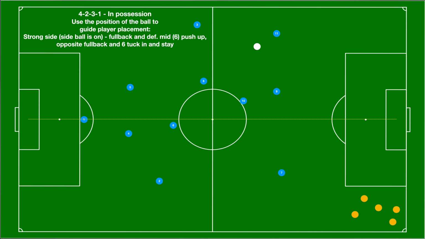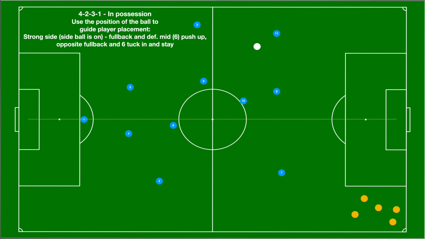One of the defining features of the 4-2-3-1 is that the position of the ball defines the rotation of 4 key players. In this example, the ball is on the left side of the pitch. Because of that, the 3, the fullback on the strong side, or the side where the ball is, pushes up, and the 2, the fullback on the weak side, drops back to help support the back 2.